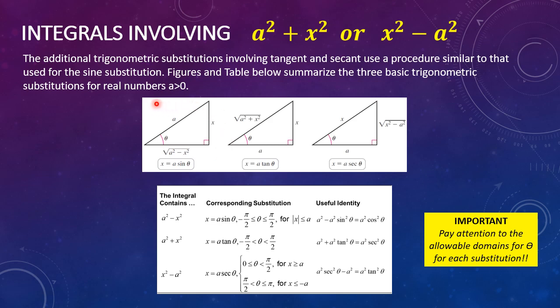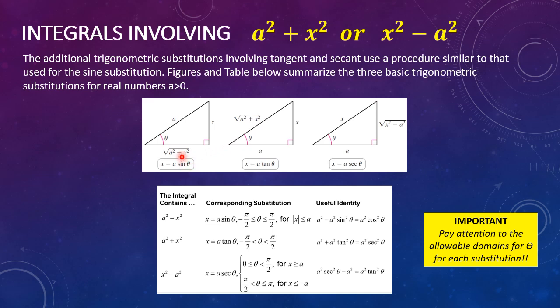So this first diagram is the one we've been using, where we did a substitution of x equals a sine theta. And you can see down here the corresponding substitution that we did. And then, of course, we simplified it to change it from a difference to a product, and ultimately got a squared cosine squared theta. When we have a squared plus x squared, we're going to use the substitution x equals a tangent theta.